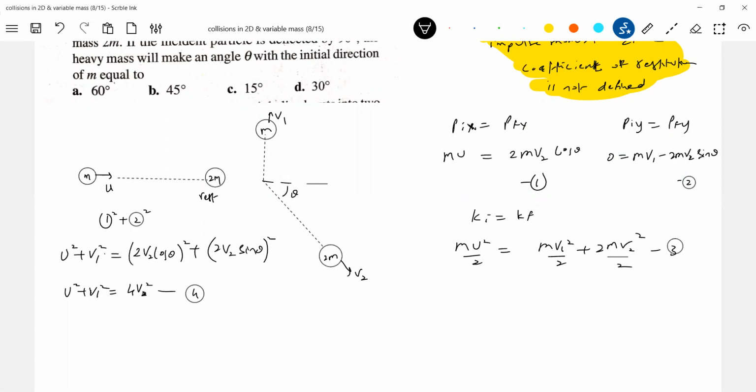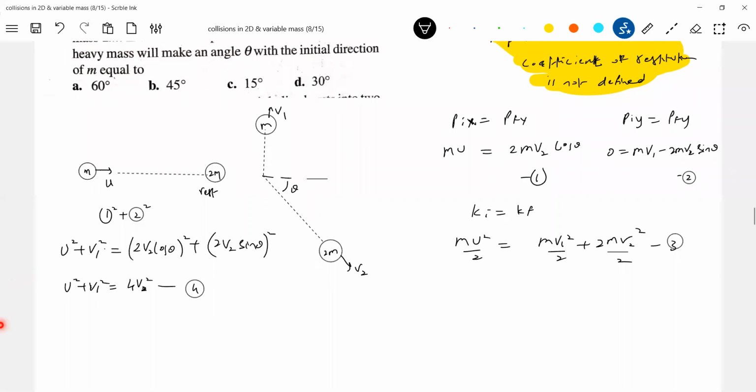Squaring and adding equation 1 and 2, u square plus v1 square equals (2v2 cos theta) whole square plus (2v2 sin theta) whole square. Do the calculation and I'll proceed to the next idea.